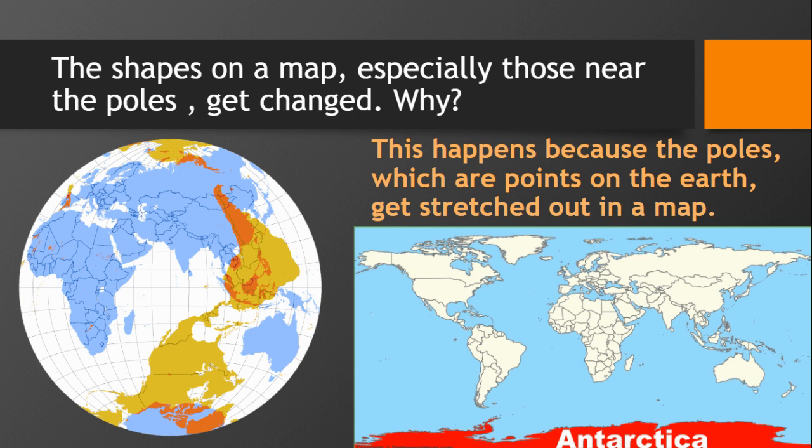This happens. Any idea? Okay, let me tell you. This happens because the poles, which are points on the earth, as you can see on the globe, get stretched out in a map. Look at your right hand side.